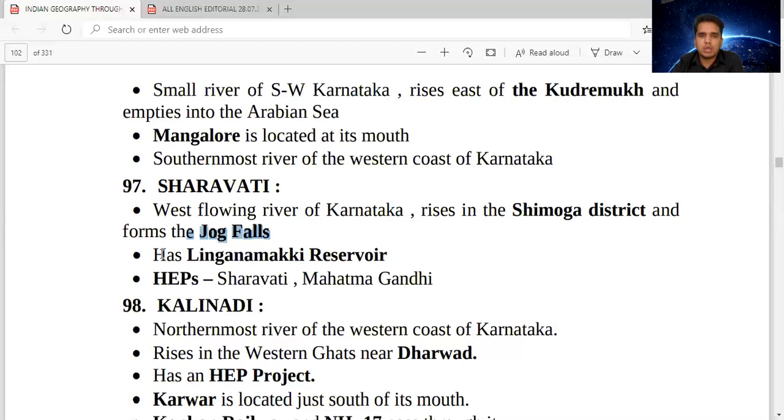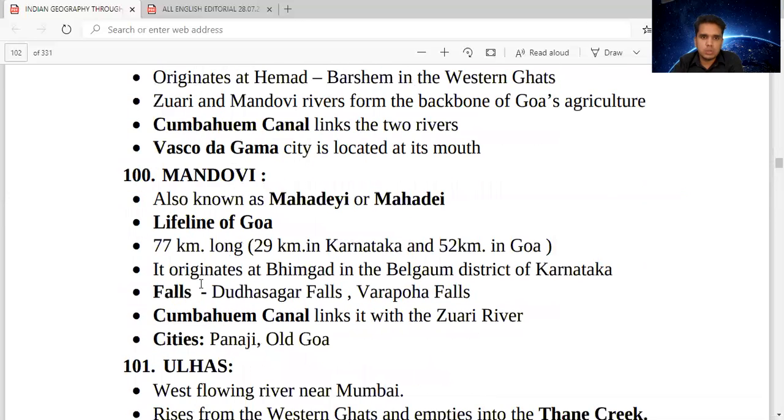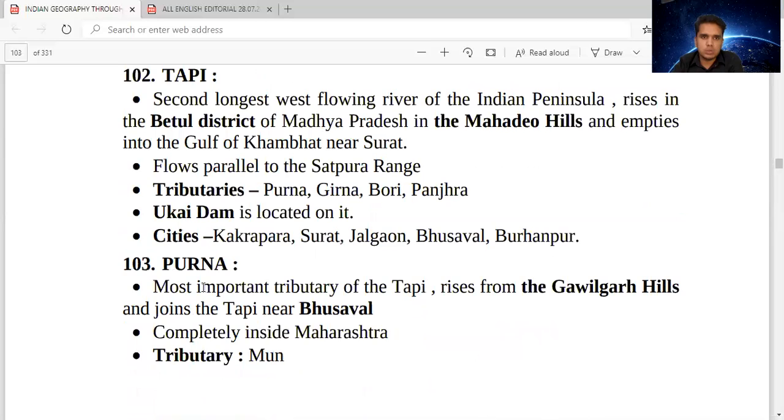Linganamakki Reservoir, hydroelectric projects: Sharavati and Mahatma Gandhi. Next river we will do is 102, that is Tapi.